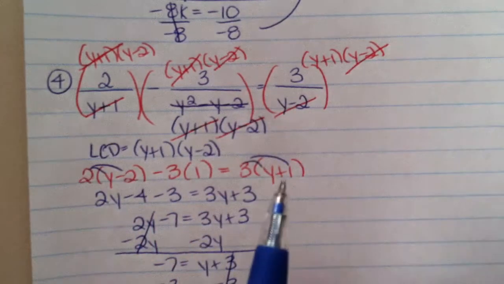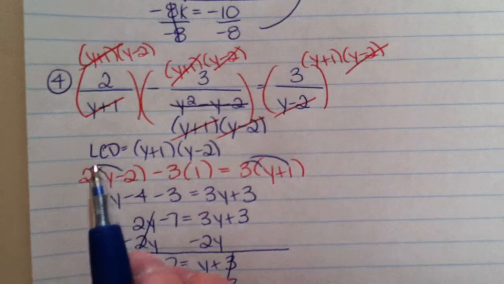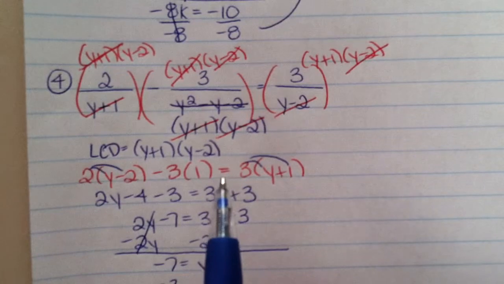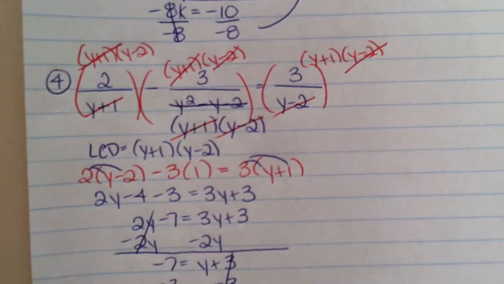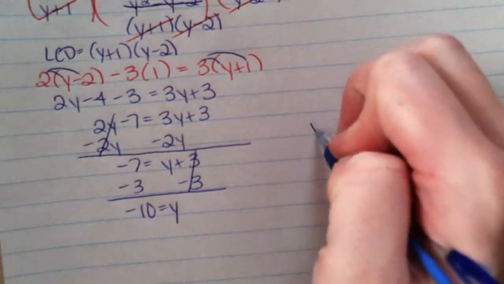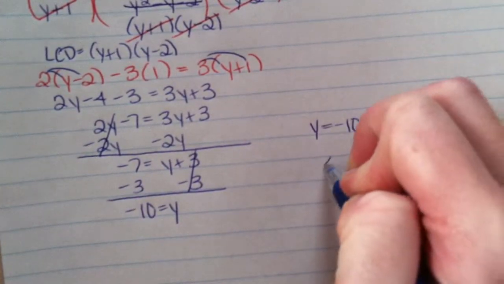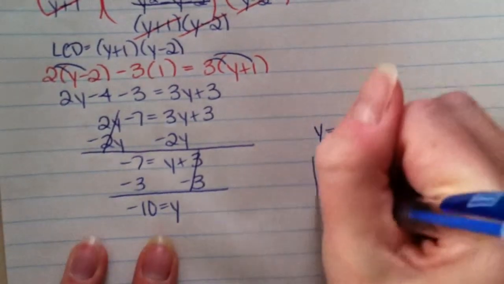Going back to my original, I can plug in the negative 10 to all 3 denominators, and I do not receive an undefined. If my answer by chance did, when plugged in, give me a denominator of 0, I would have to reject the answer and say I have no solution. But here it works. So y equals negative 10. We write that as a solution set in braces of negative 10.